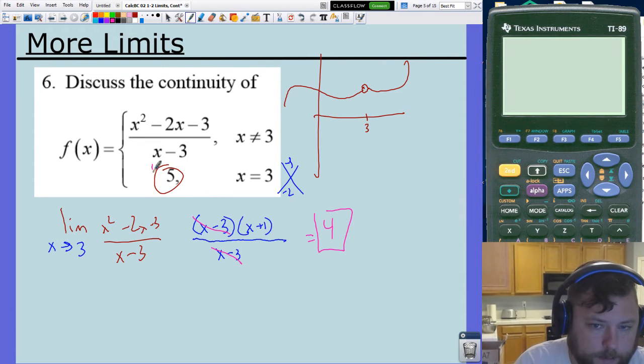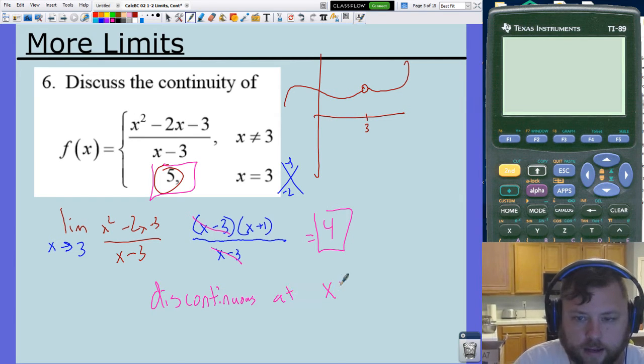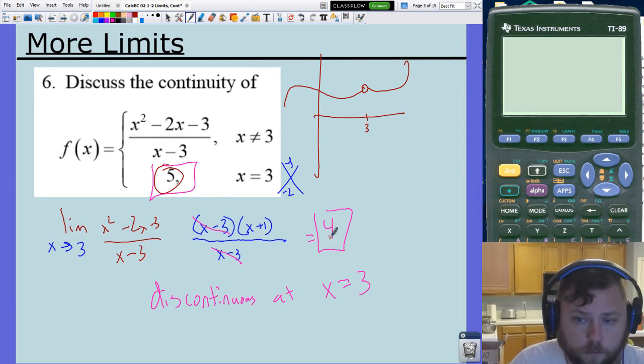Is 4 the same as 5? No. So I'm going to say it's discontinuous at x equals 3. If this 5 and these were both 5, we'd be good. Or if this were both 4, we'd be good. It's continuous everywhere, but this one is actually discontinuous at x equals 3 because they don't match.